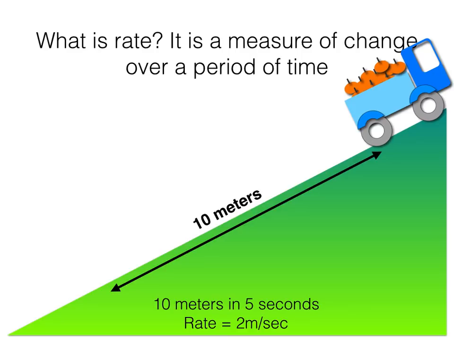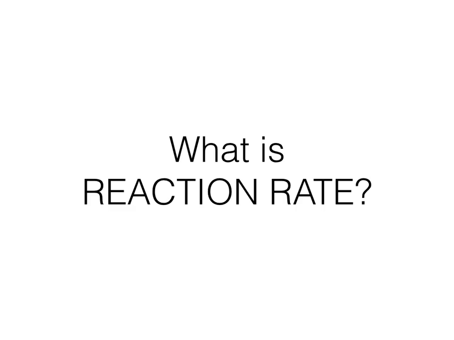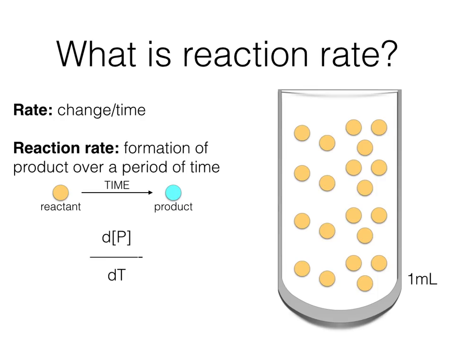So let's apply this concept of rate to a reaction. The question is, what is a reaction rate? We did say that rate is a measure of change over a period of time. If we apply this to a reaction, we can say that the change can be measured in terms of formation of products over a period of time. This is expressed in the formula: change in the concentration of product over change in time.